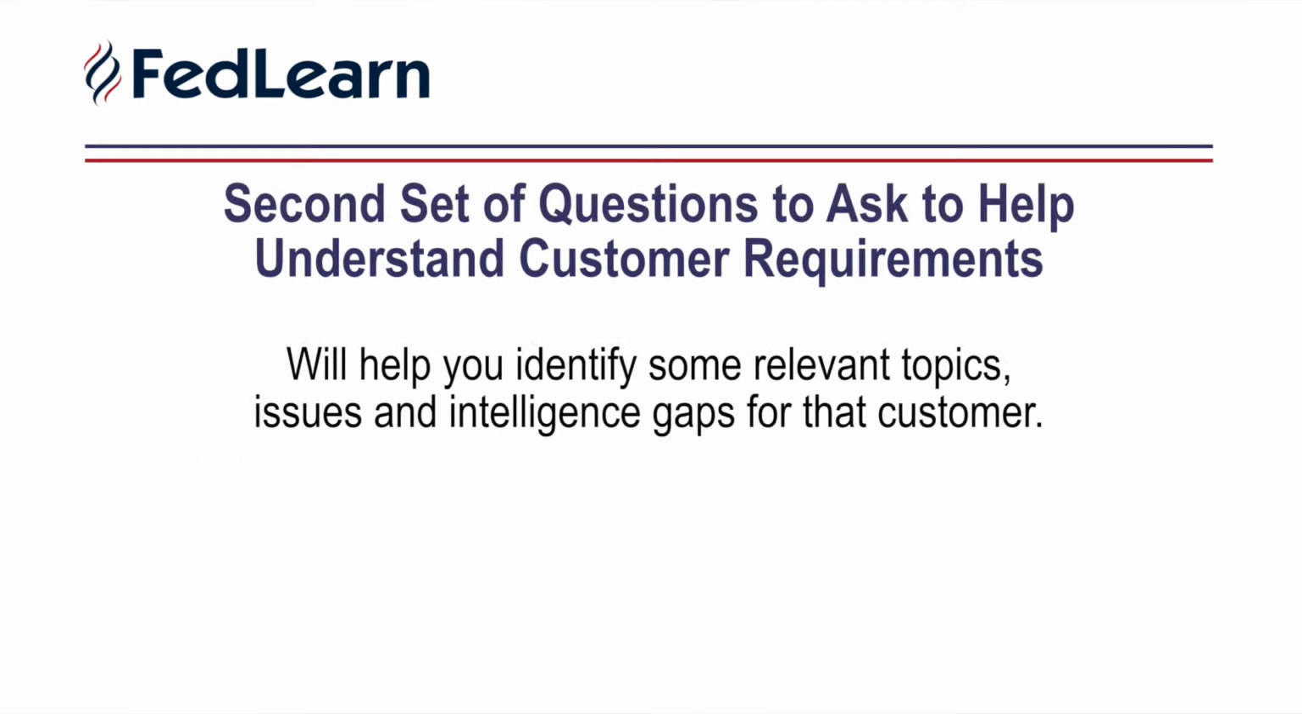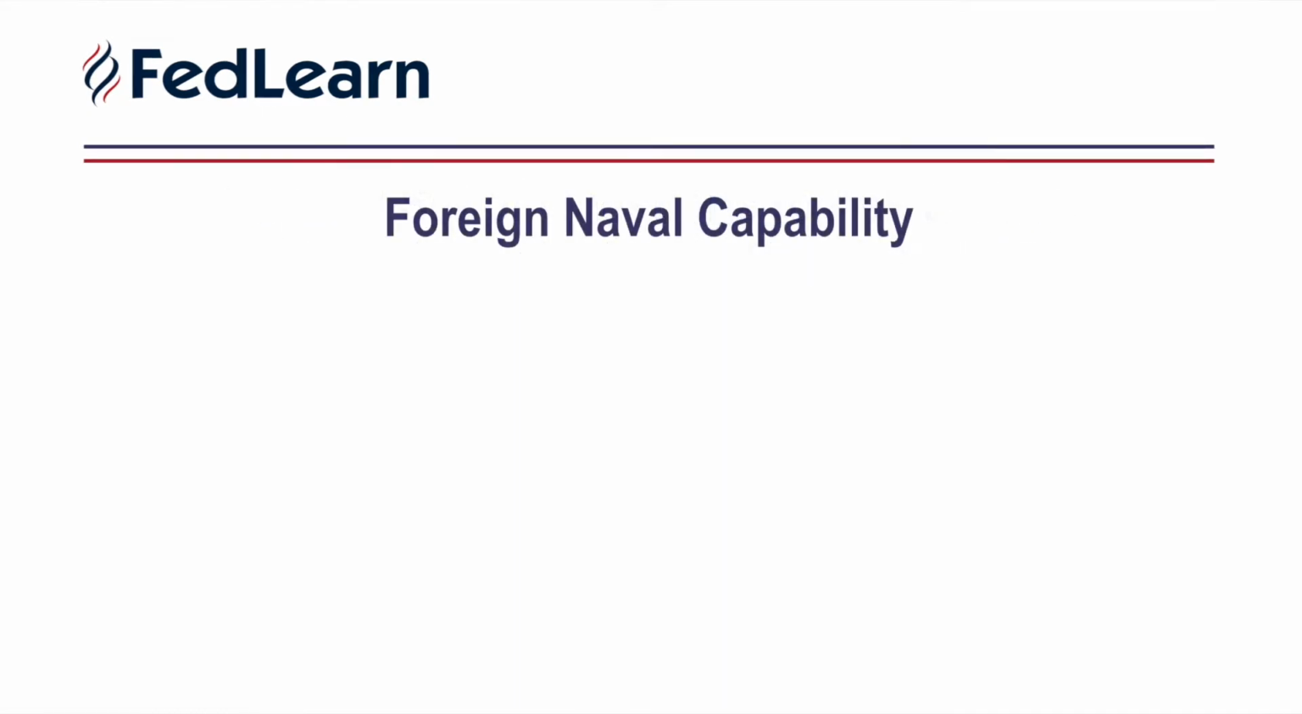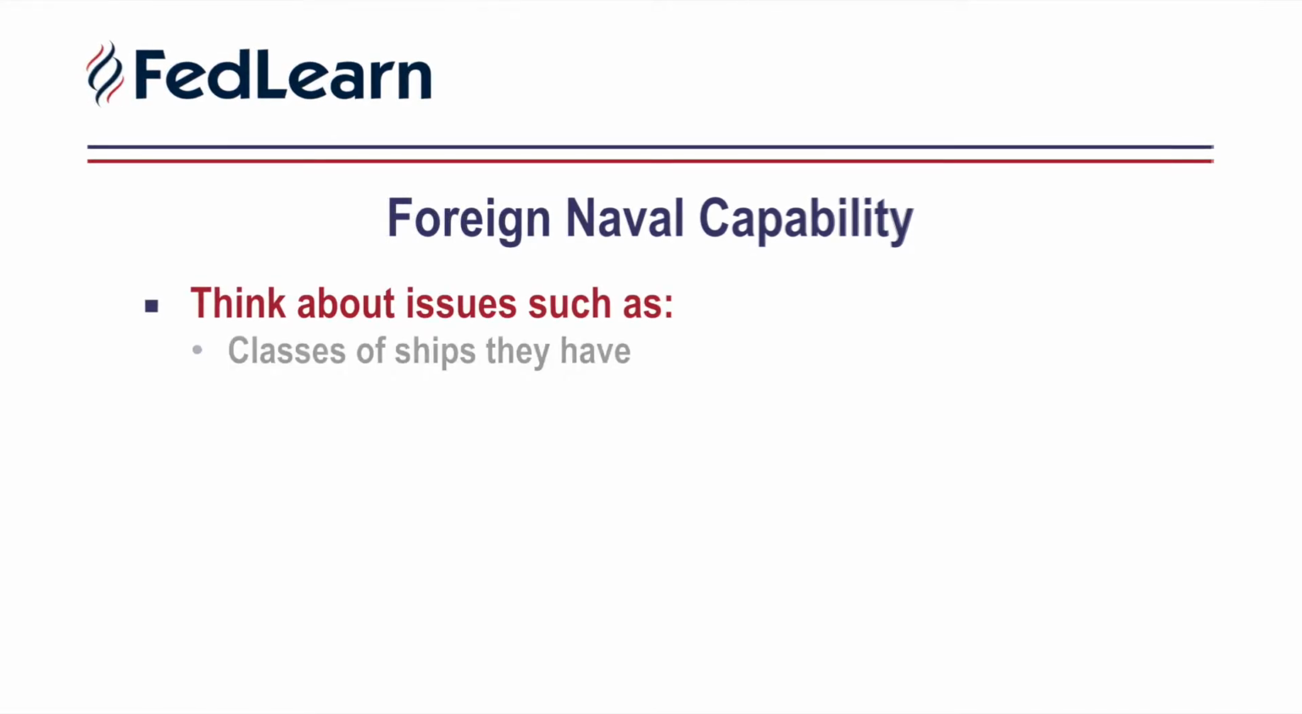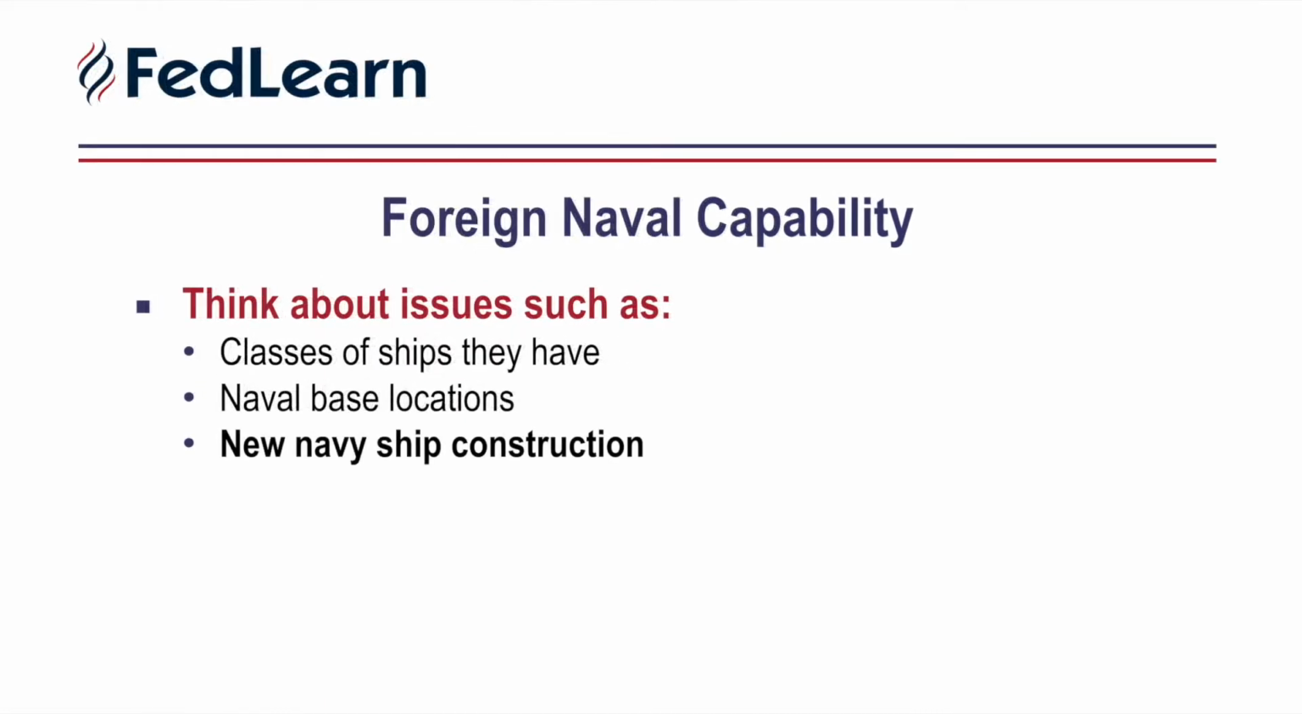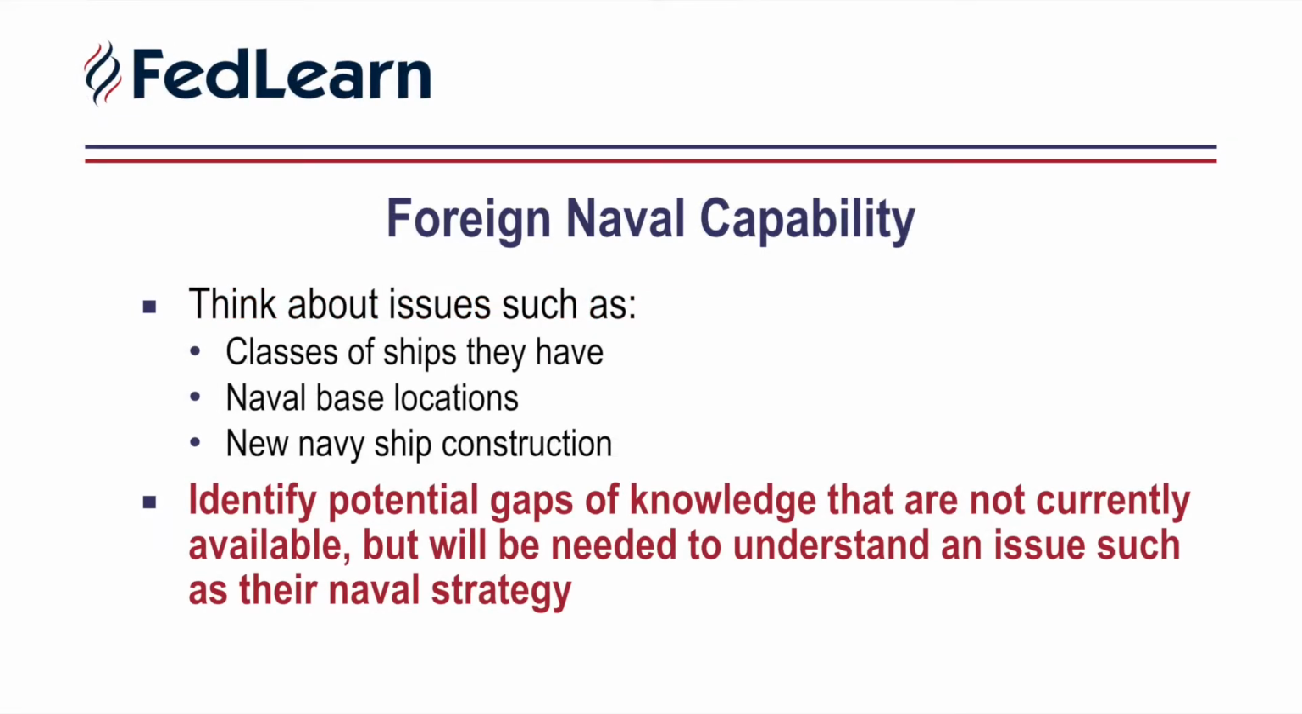The second set of questions will help you identify some relevant topics, issues, and intelligence gaps of that customer. Consider a topic such as foreign naval capability. Then think about issues such as classes of ships they have, naval base locations, and new Navy ship construction. Finally, identify potential gaps of knowledge that are not currently available but will be needed to understand that issue, such as their naval strategy for use of their naval forces.